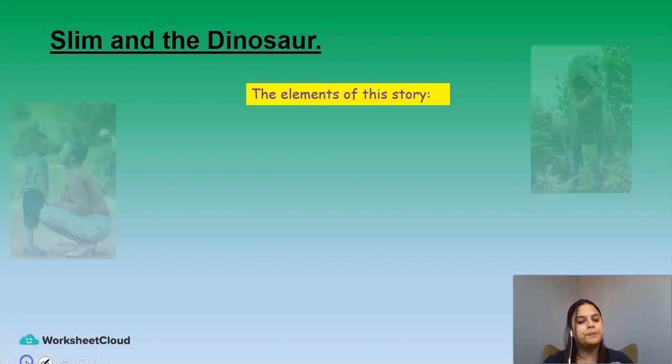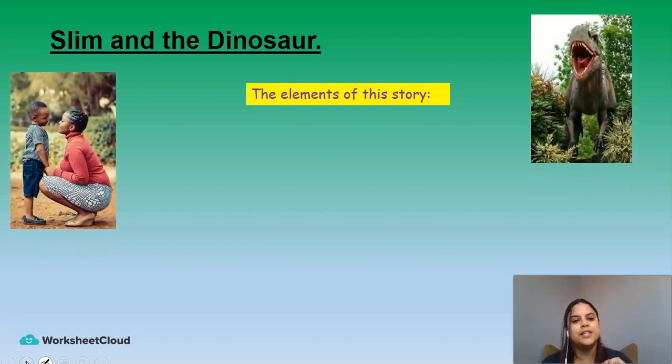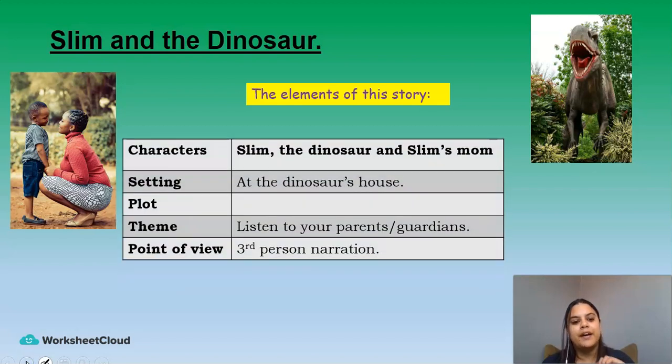Okay, so Slim and the Dinosaur. The elements of the story. And there I put up our pictures again from yesterday's lesson. And here we have our characters, setting, plot, theme, and point of view. And we are going to start with the characters. So the characters in the story which we have come to understand are Slim, the dinosaur, and Slim's mom. So who or what the story is about? The main character in the story is Slim, obviously, because he's the one that's doing the actions. He's who the story is about. But we also have supporting characters in the dinosaur and Slim's mom. So if we are looking at the characters, we are looking at all of them, and they should be Slim, the dinosaur, and Slim's mom.